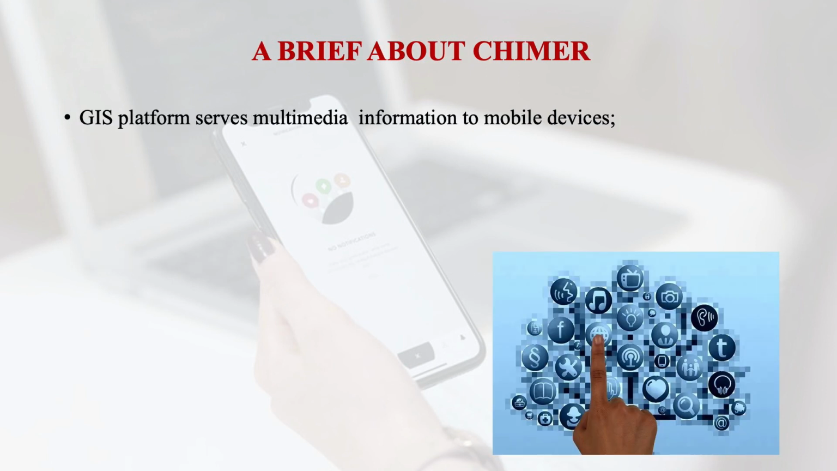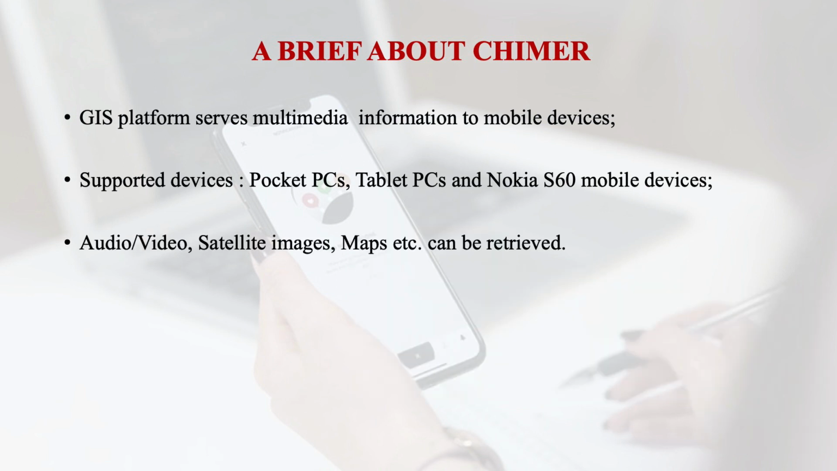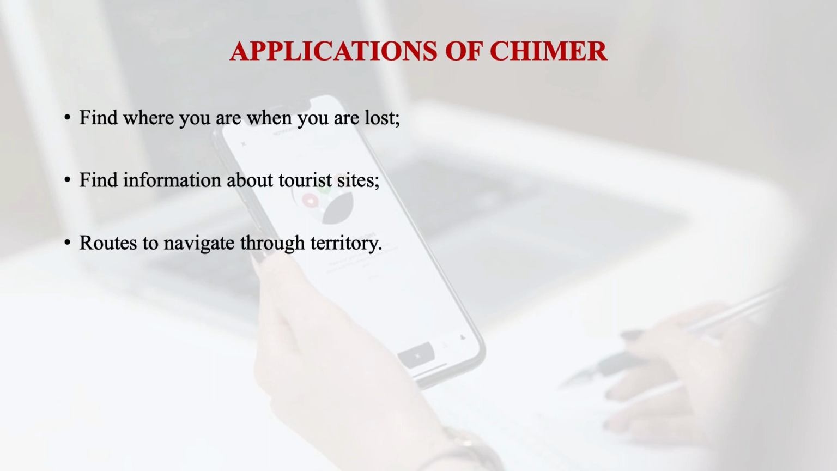It is a GIS platform which serves multimedia information to mobile devices. It supports pocket PCs, tablet PCs, and many mobile devices. It supports audio, video, satellite images, maps, and all these things can be retrieved using the GIS platform. The applications of Chimer include finding where you are when you are lost, finding information about tourist sites, and also routes to navigate through territory.